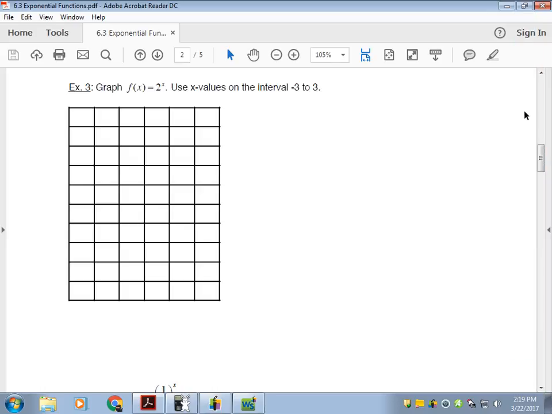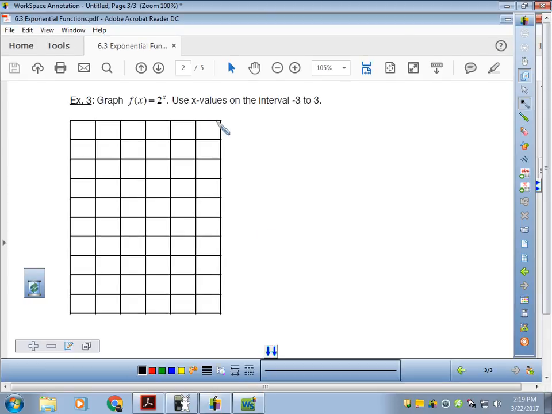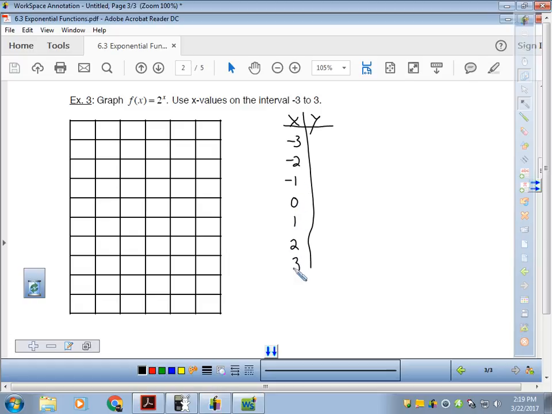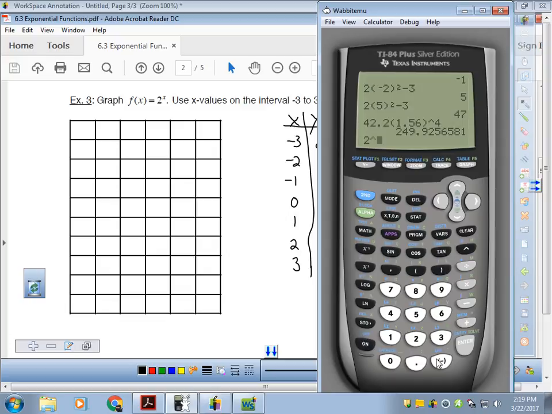The next thing we're going to do is graph an exponential function. We're going to start by graphing f of x equals 2 raised to the x, and the directions ask us to use x values on the interval -3 to 3. So I have x, and I have y. My x's are going to be -3 to 3. Now remember, if you have an x, to find the y value, you just take the x and plug it in. So we'll have 2 raised to the -3 power. If you don't know how to do it, you can just go to your calculator. 2 raised to the -3 power, and you get 0.125.